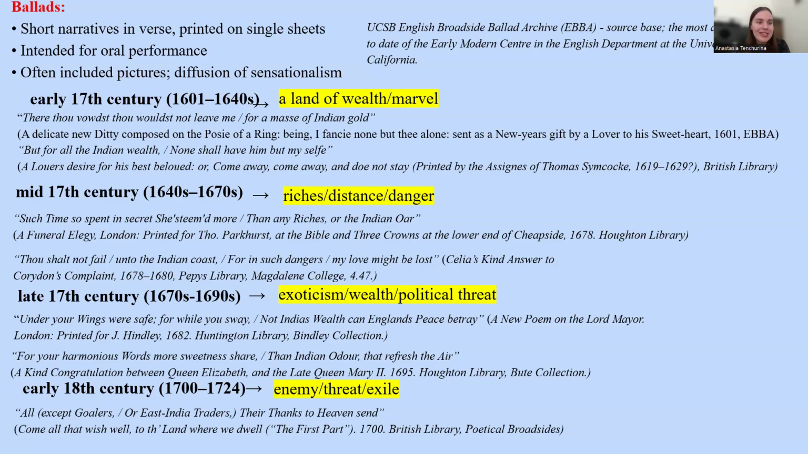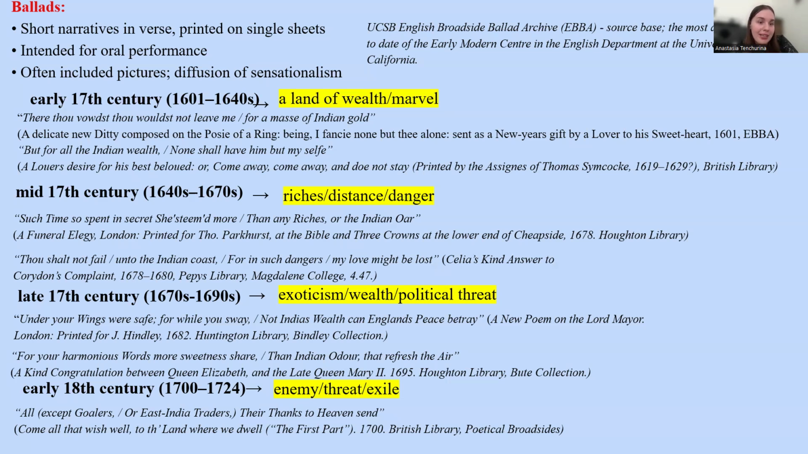We can take a look at some more examples. More than his Indian pearl or his gold lace. So someone, I guess, is adorned more beautifully than Indian pearls or gold lace. And another quite an interesting example. By the late 17th century, India is connected with luxury, with exotic sensations again. So Indian pearl, gold lace, Indian odor. So someone's words are sweeter than Indian fragrance. And these quotes would suggest some imported pleasure, but the 1682 line, not Indians' wealth can England's peace betray, introduces another quite interesting theme, such as political anxiety. So England's peace can be destroyed by Indian wealth.